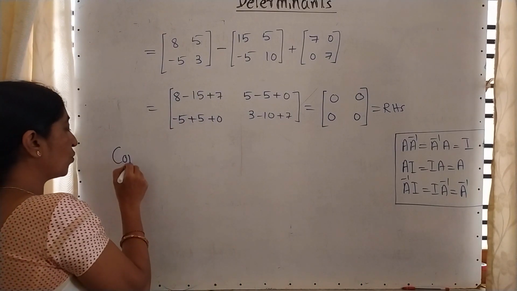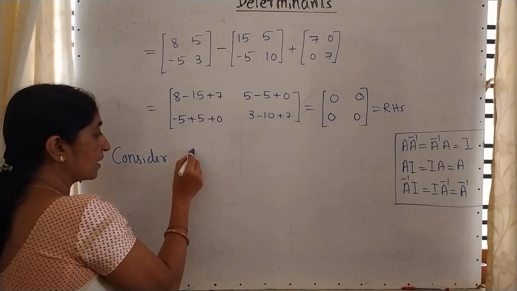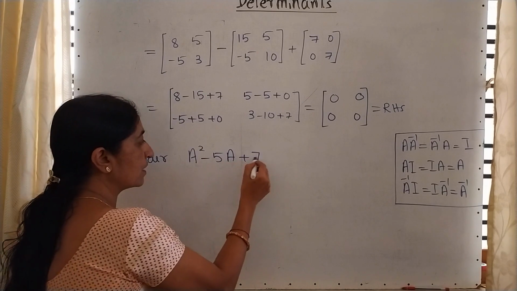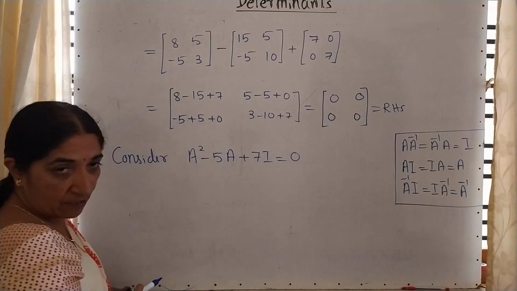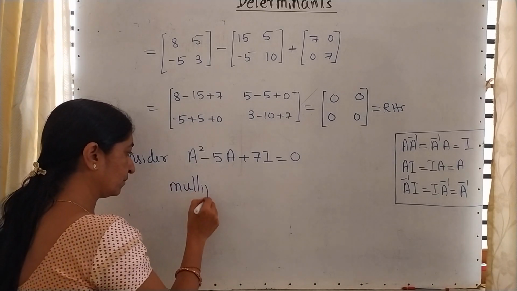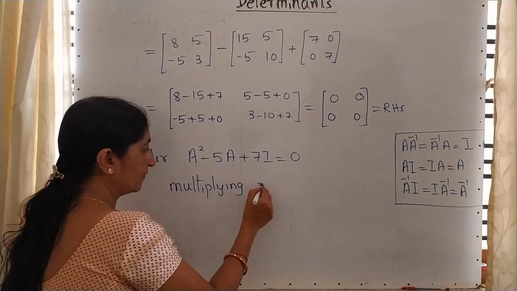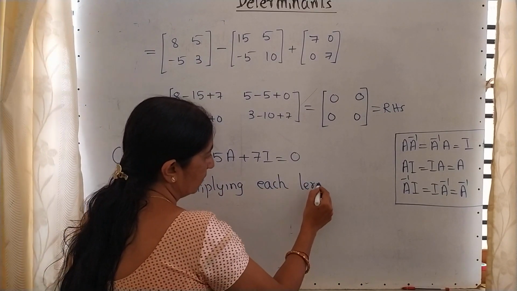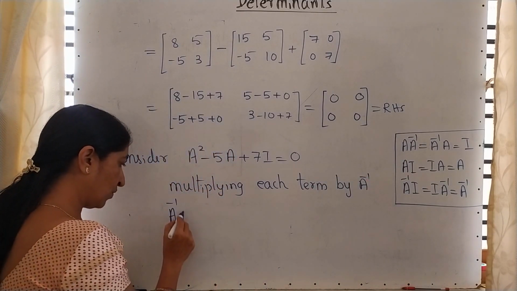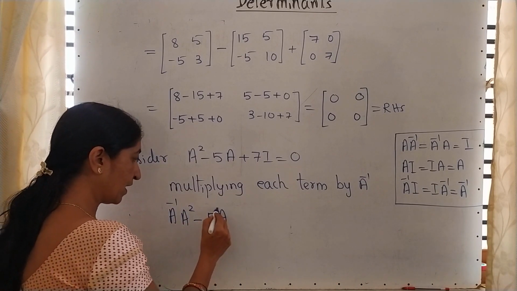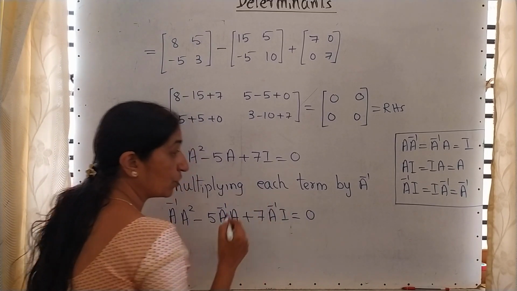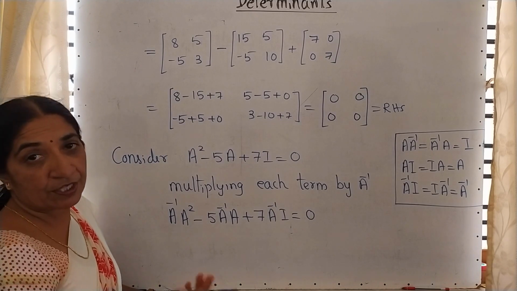So in the next result what we have to do? We have to write, consider that whole equation, because with the help of that equation we have to find the inverse. With LHS and RHS we have to write as it is. And the question is find inverse using this equation. That's why multiplying each term by A inverse. This is A inverse into A square minus 5 A inverse into A plus 7 A inverse into I is equal to 0. I am not writing A inverse into 0 because 0 into anything is 0.